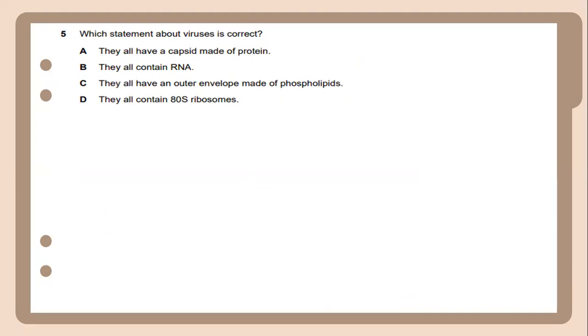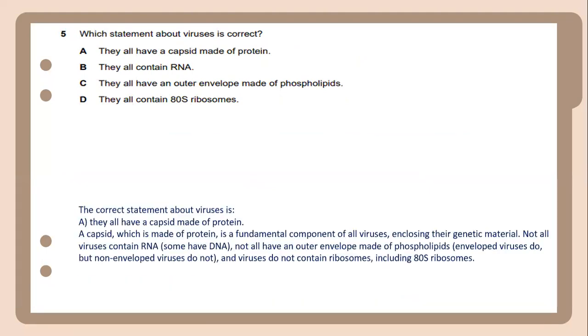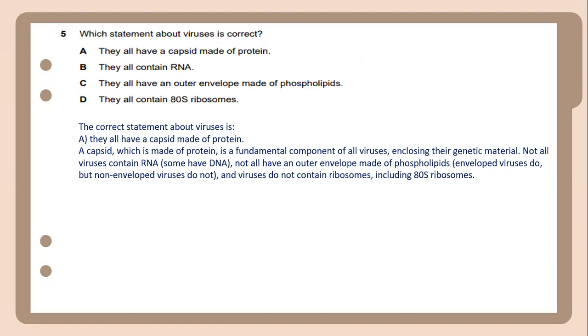Which statement about viruses is correct? The correct statement about viruses is A. They all have a capsid made of protein. A capsid is made of protein, and it is a fundamental component of all viruses, enclosing their genetic material. Not all viruses contain RNA, but some have DNA. Not all have an outer envelope, which is made of phospholipids. Enveloped viruses do, but non-enveloped viruses do not. And viruses do not contain ribosomes, including 70S ribosomes.